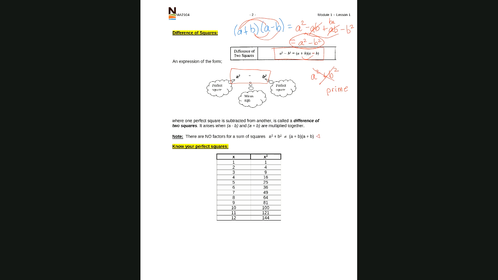So for letters, we want to have exponents that are even numbers. So a squared, a to the 4, x to the 6, those are all perfect squares. And as for numbers, we're looking for perfect square numbers. So 1, 4, 9, 16, and so on. Okay, so be comfortable to know your perfect squares.